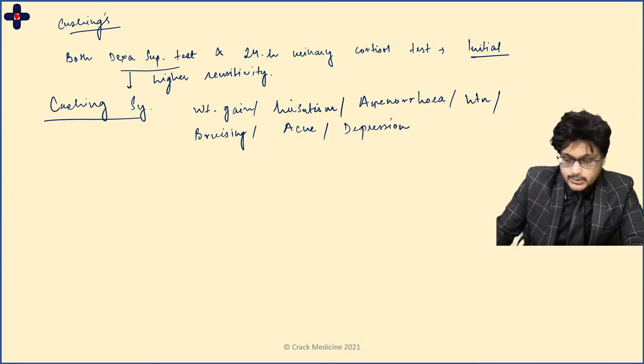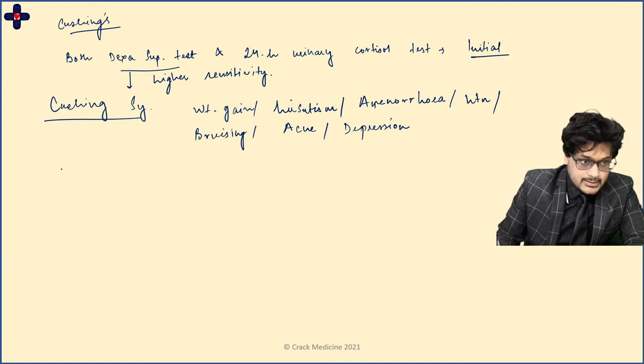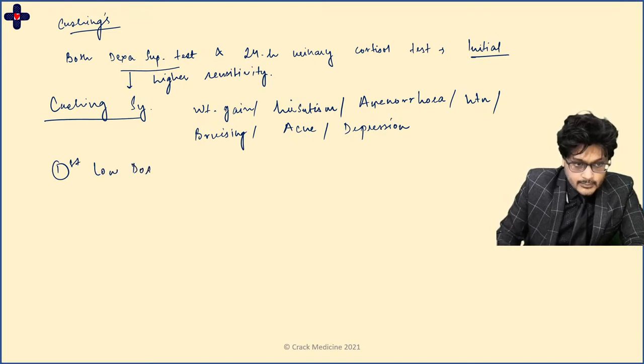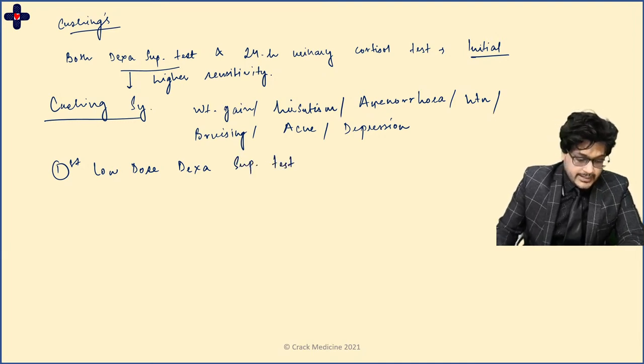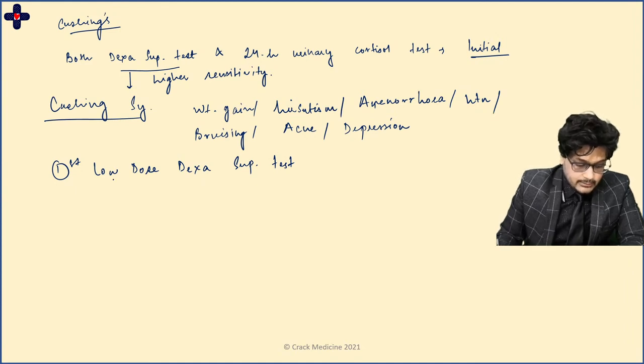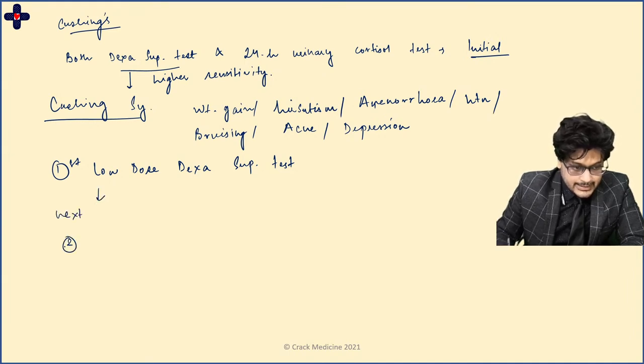Now when you go on that hunt to find out where is the cause, first you will do a low dose DEXA suppression test. This is done to find out whether the ACTH levels are high or low, whether they get suppressed. Initially, the ACTH will not get suppressed by your low dose DEXA test, okay? So then next, the second stage is the high dose DEXA test.